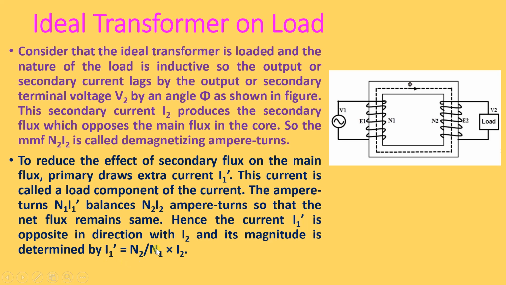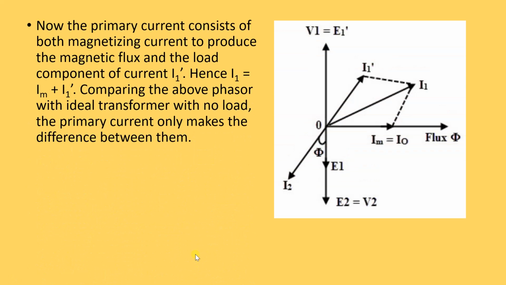If we want to find out the magnitude of the current which is flowing on the primary side, I1 dash is N2 upon N1 into I2. This can be written as K into I2. This is the phasor diagram of the inductive load. Now, the primary current consists of both the magnetizing current to produce the magnetic flux and the load component of the current I1 dash. Hence, I1 is equal to Im plus I1 dash.